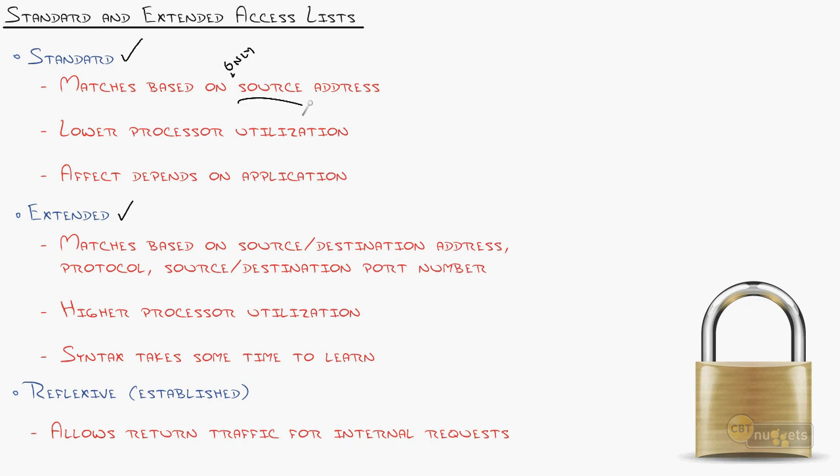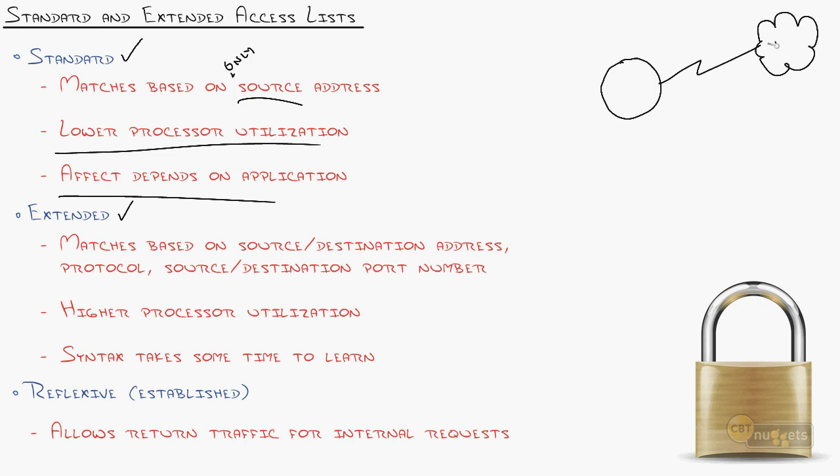Because of that, they have a lower processor utilization, and the effect that they have depends on how you apply them, and that goes for any access list. So let me expand a little bit on that. When I say a standard access list only matches on the source, let's again say that we're applying it in terms of security. I've got a router here that has a connection to 2 different PCs. Top PC is 10.1.1.50, bottom is 10.1.1.51. Okay, standard access lists can filter only on the source address.